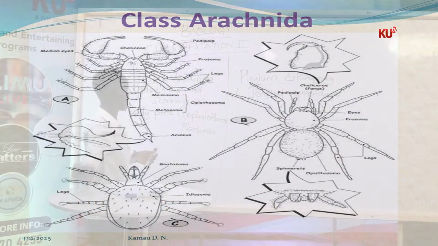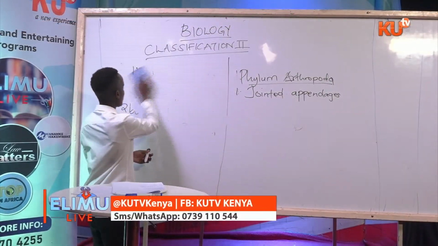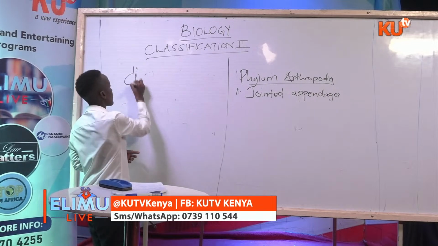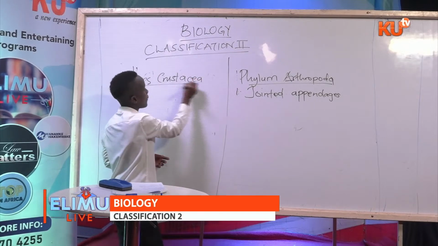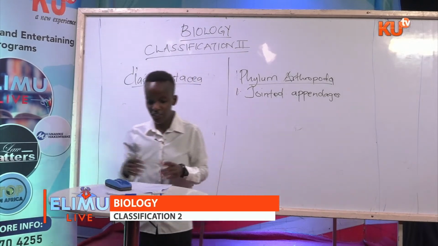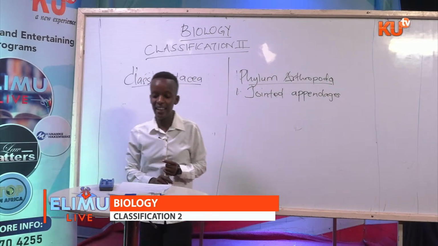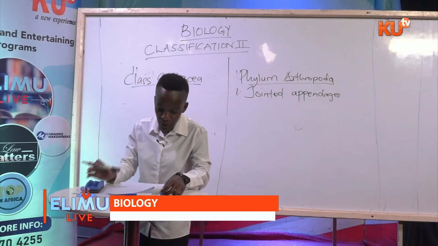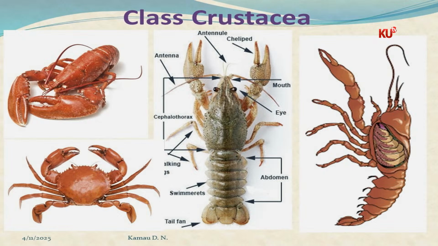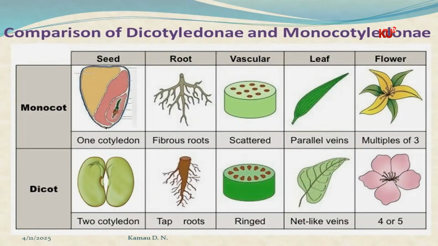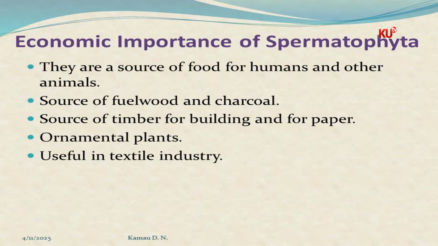We'll continue with another class, that is class Crustacea. Examples of animals found under this class are mostly marine animals such as the crayfish, the crabs, the lobsters. We have some prawns and shrimps. They are mostly found in the marine environment.